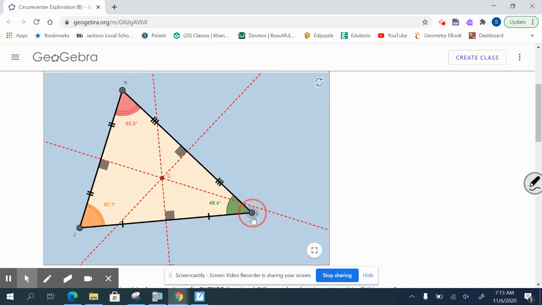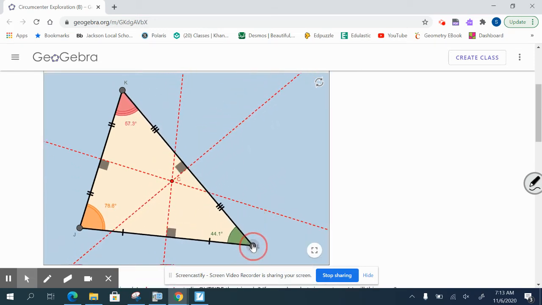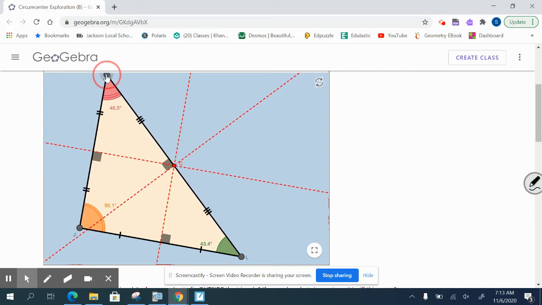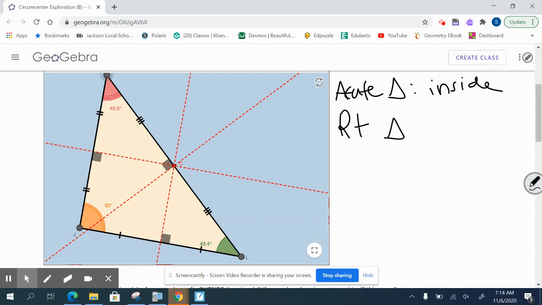Let's move this around here. As you can see, the more obtuse I make this, the larger I make this angle, the closer the point of concurrency gets to this line here. What if we made it a right triangle, 90 degrees? Where is the circumcenter? The circumcenter is on the hypotenuse, at the midpoint of the hypotenuse. So let's start with acute. For an acute triangle, the circumcenter is inside. For a right triangle, the circumcenter is on the hypotenuse.